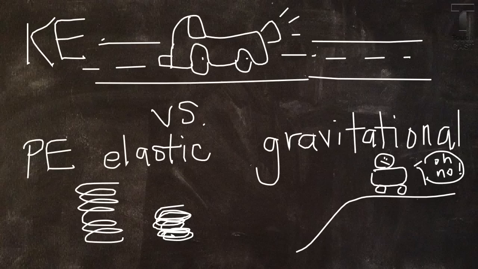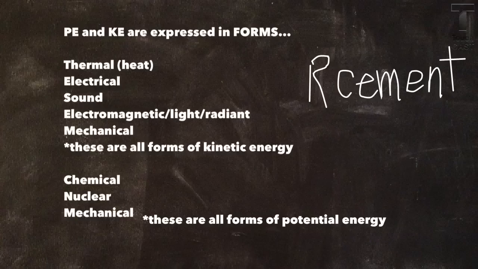All right, well, what if I don't have those particular examples? What if I don't have a car in motion, or I don't see a rubber band or a spring toy, or I'm not seeing somebody that's on top? How do I know that energy is there? I can't necessarily see energy, but sometimes I can see the effects, or I can see the energy flow. And that's where this is going to bring us to what we call our forms. Potential energy and kinetic energy are expressed in forms.